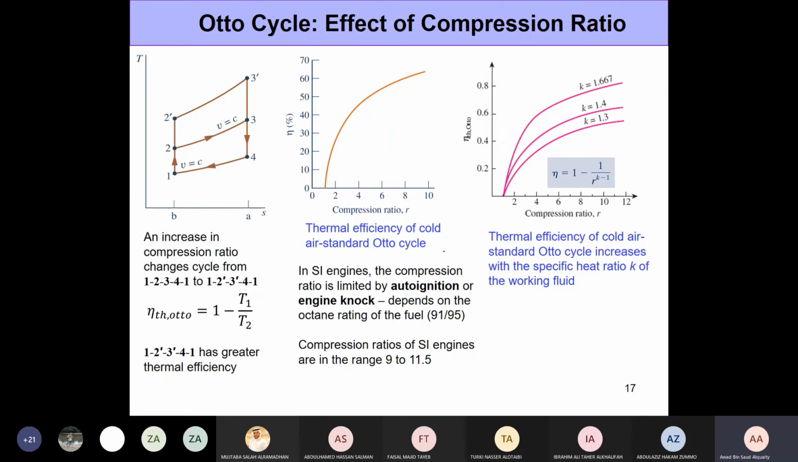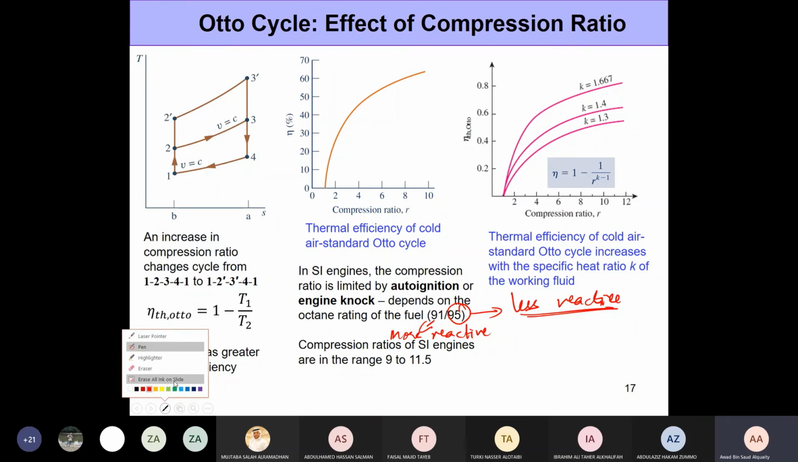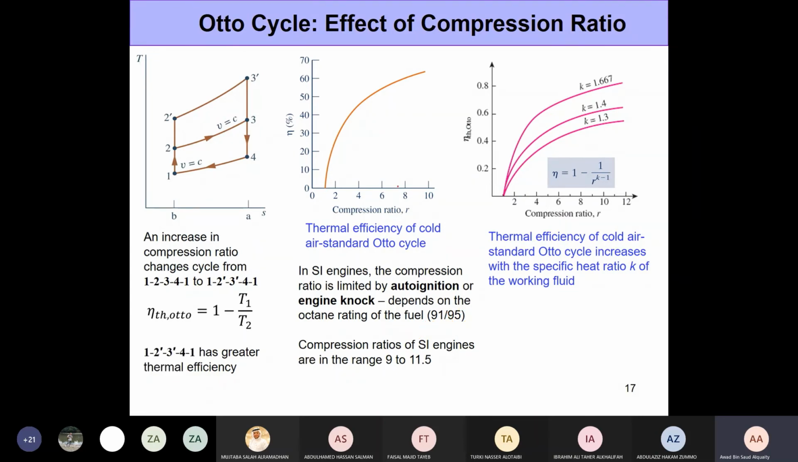So the compression ratio that we achieve depends on the fuel that we use, and effectively it depends on how reactive the fuel is, right? If you have a relatively more reactive fuel, such as octane 91 that we purchase at the tanks, well, we can't go to very high compression ratios. But if you have an engine which operates at very high compression ratios, then you may be forced to use octane 95, which is a slightly less reactive fuel. Okay, so it allows operating at much higher compression ratios simply because it's not going to ignite by itself at those compression ratios. Okay, so now this is what we see qualitatively.